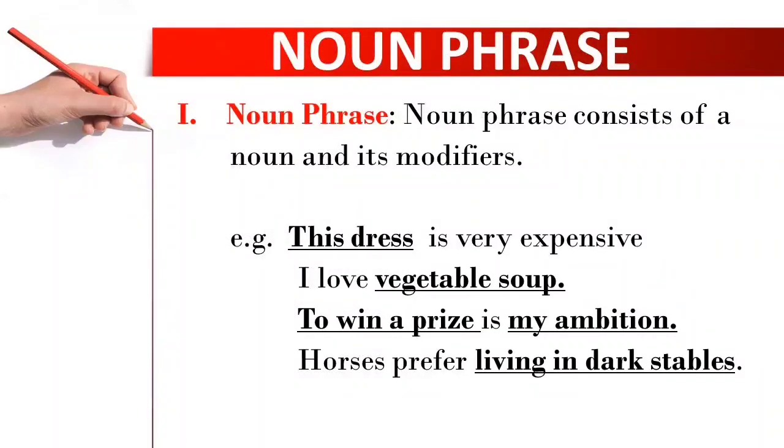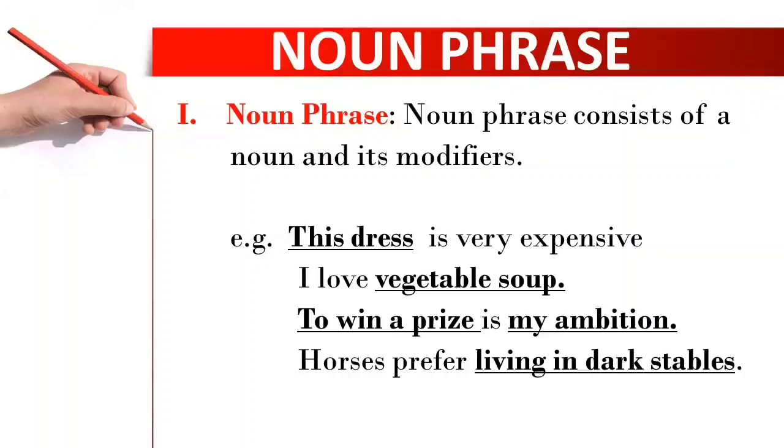What is a noun phrase? A noun phrase consists of a noun and its modifiers. For example, this dress is very expensive. Here, this dress is the noun phrase. I love vegetable soup. Here, vegetable soup is the noun phrase.